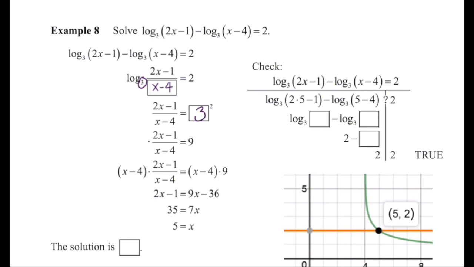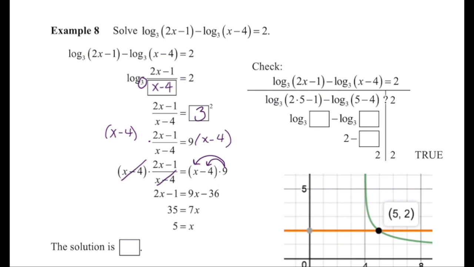To get rid of the fraction here, I'm going to multiply both sides by x minus 4, such that the x minus 4 binomials cancel. I can also distribute. So now I have 2x minus 1 is equal to 9x minus 36, a much nicer way to solve.